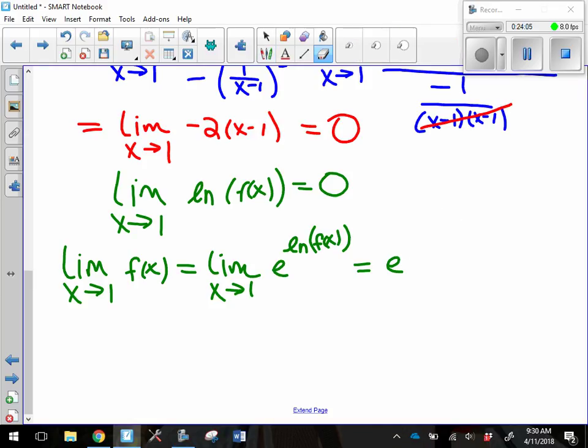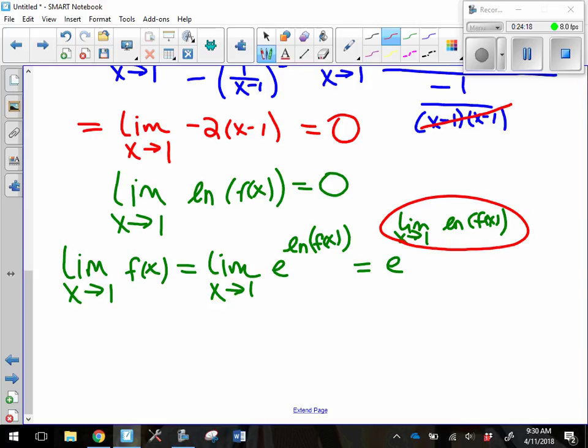I do not like this board today. No, as x goes to 1 of the natural log of f of x. And I know what this is. What's that going to go to? That's 0. So this is really going to be e to the 0, which is equal to 1.